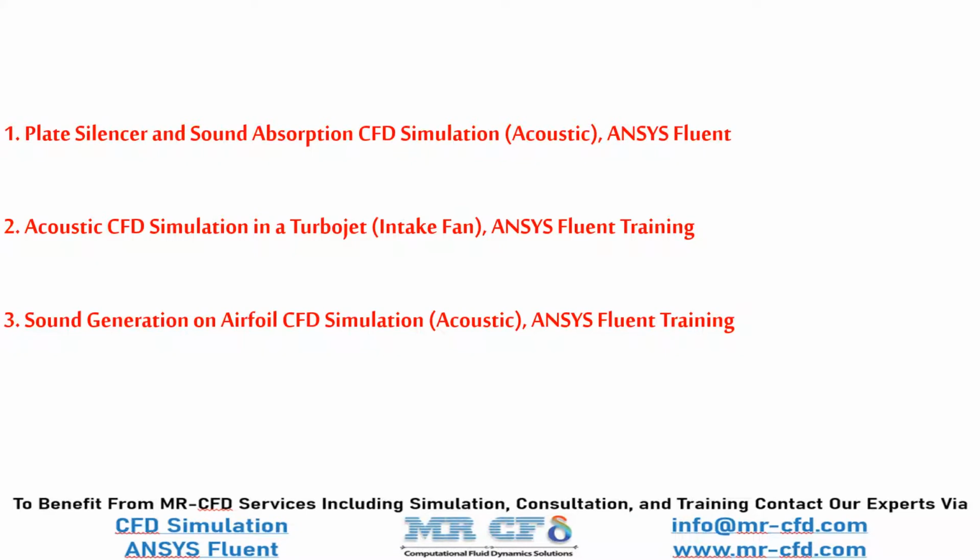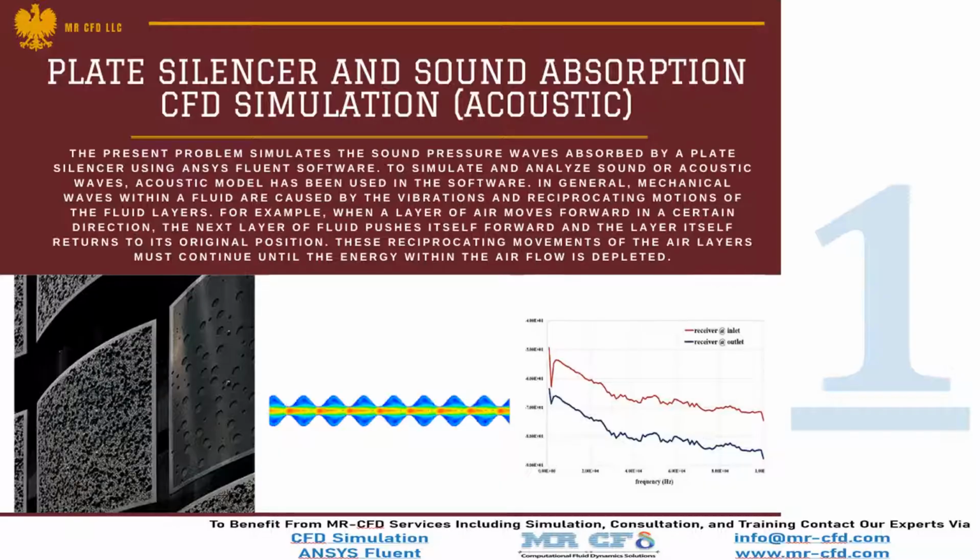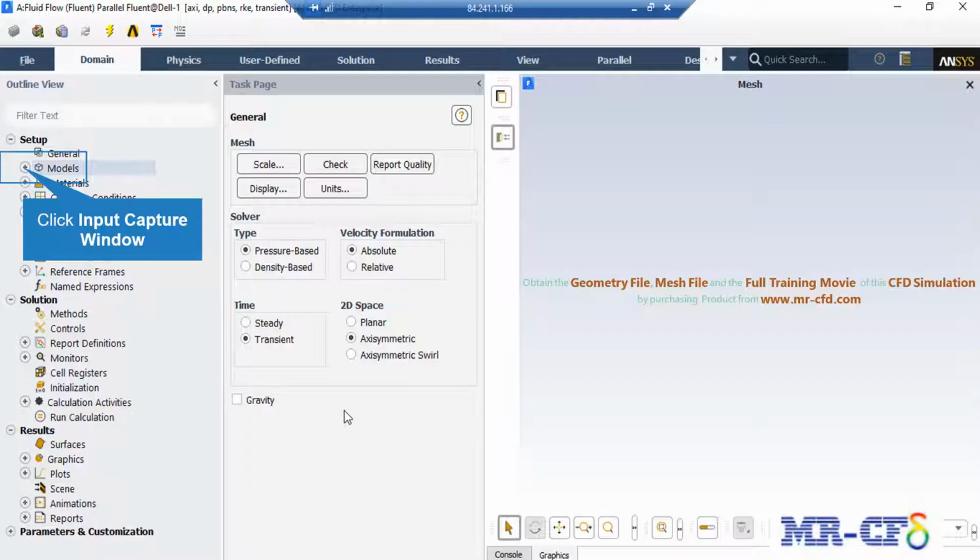This CFD training package contains 3 different CFD products: plate silencer and sound absorption, acoustic simulation and analysis in a turbojet intake fan, and also sound generation on airfoil. In this project, we will simulate a plate silencer and sound absorption mechanism.